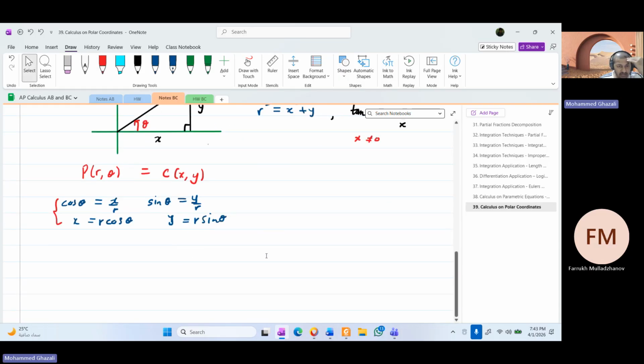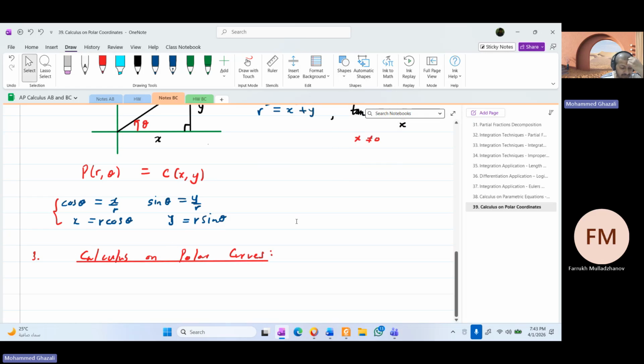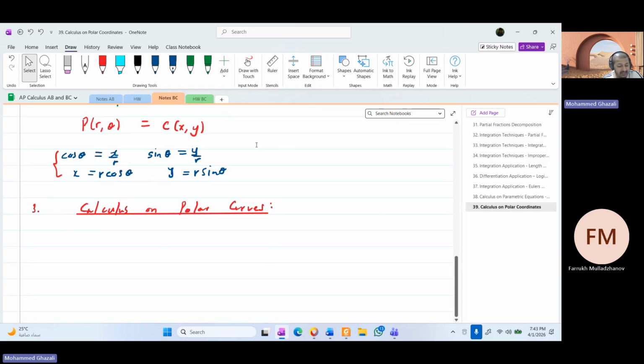The third part is how to do calculus on polar curves. Right, we're going to draw polar curves just now. I'll show you how to draw it. It's quite easy. You just need to worry about r and theta. So what's a polar curve? R is a function in theta. Are we good? R is a function in theta.